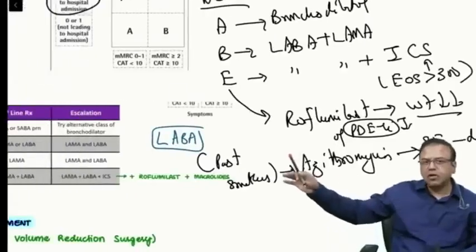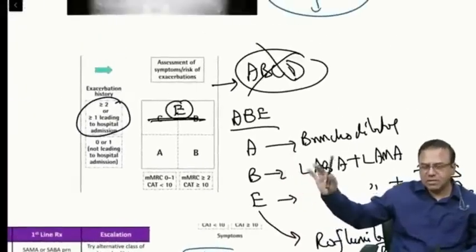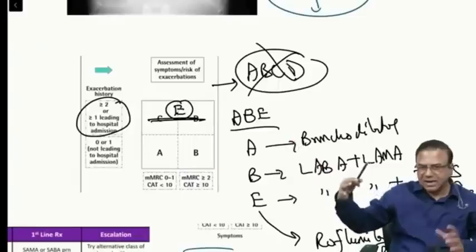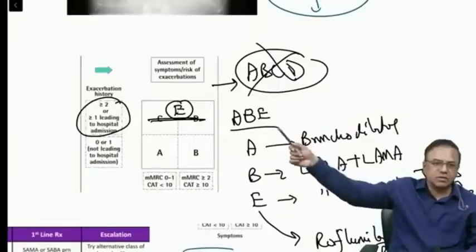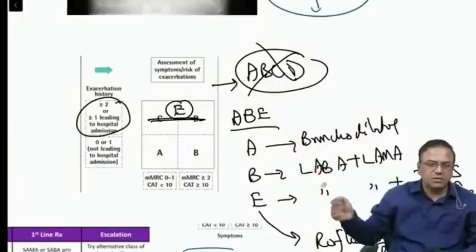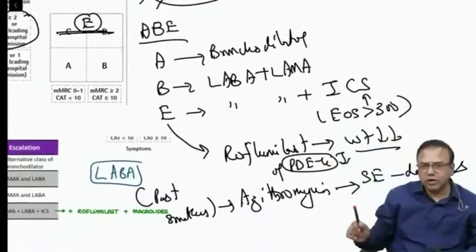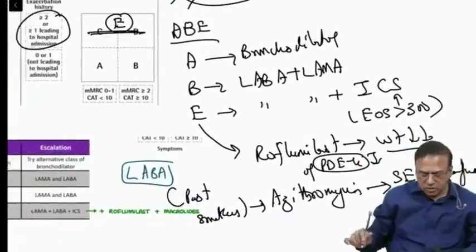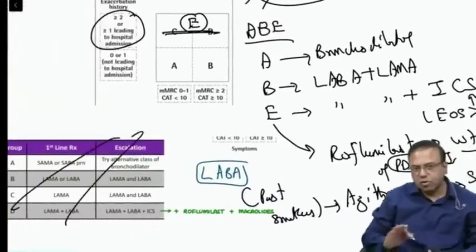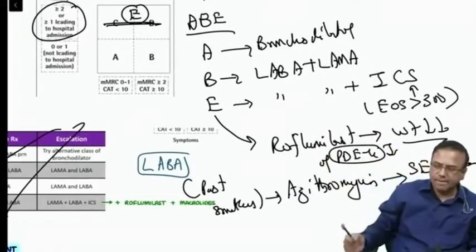Okay, the old guideline of ABCD is scrapped now. No ABCD now, it is ABE. C and D are merged, and E is exacerbation. Once exacerbation comes, it is E. And this is the new guideline for the management of COPD. This is how COPD management is now. So all this old one is gone. This is a new one now.